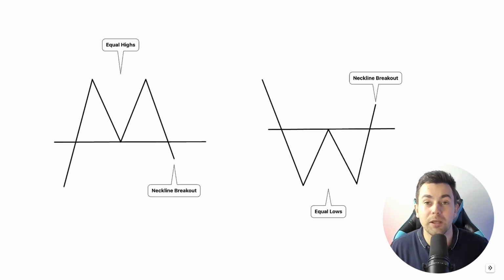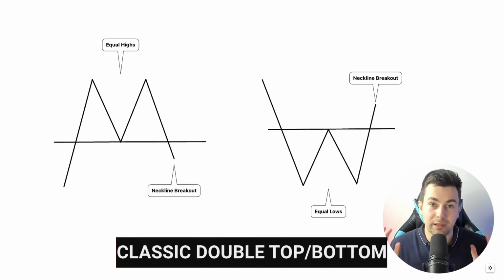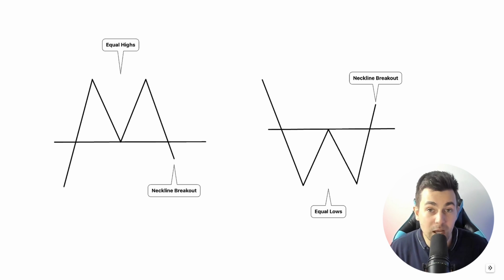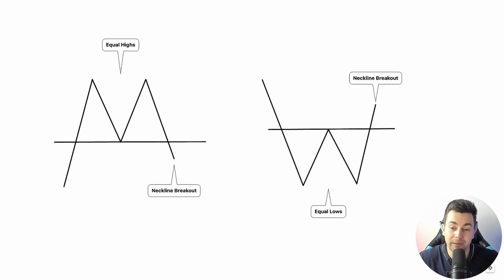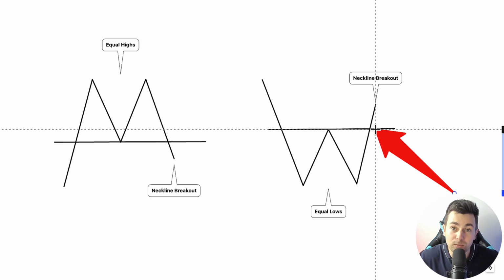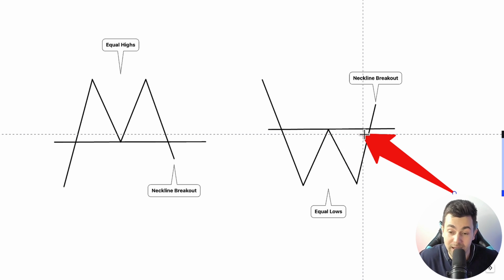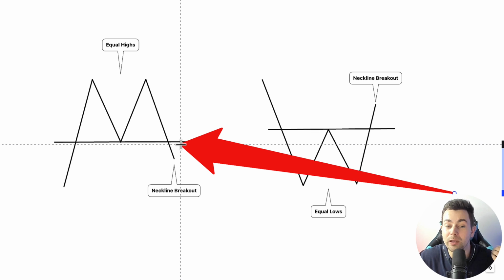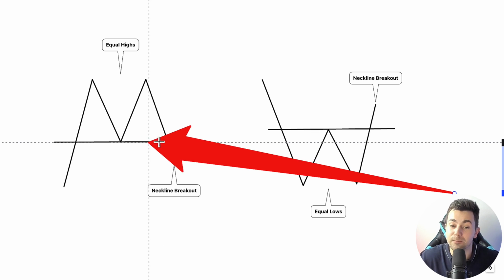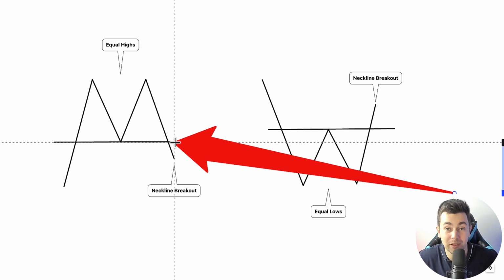The first pattern that I traded was a double top and double bottom. The classic double top should strictly have equal highs, while a classic double bottom should strictly have equal lows. We are expecting a bullish movement when the price violates the neckline of a double bottom, and we are expecting a bearish movement if the price violates the neckline of a double top.